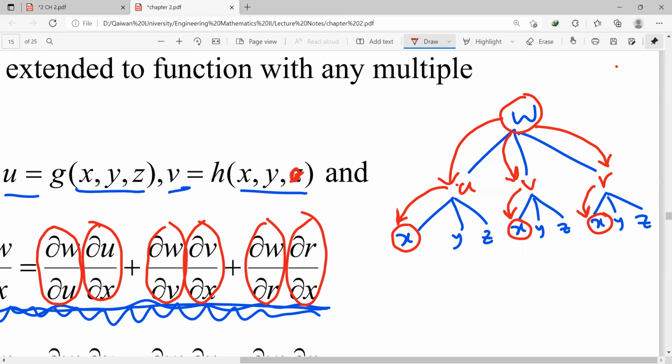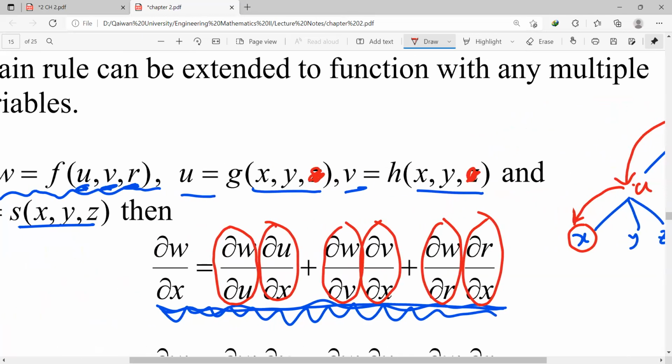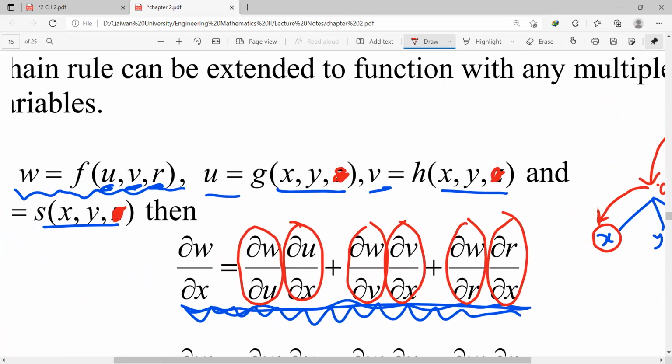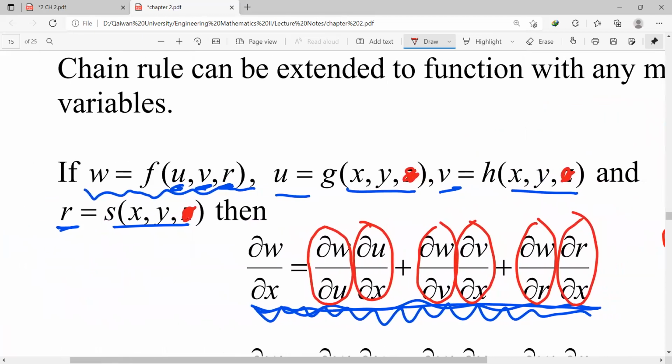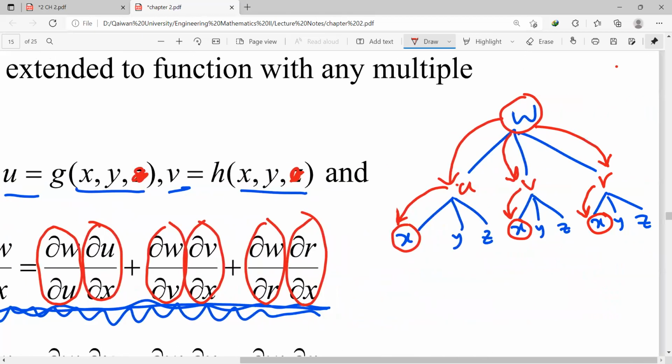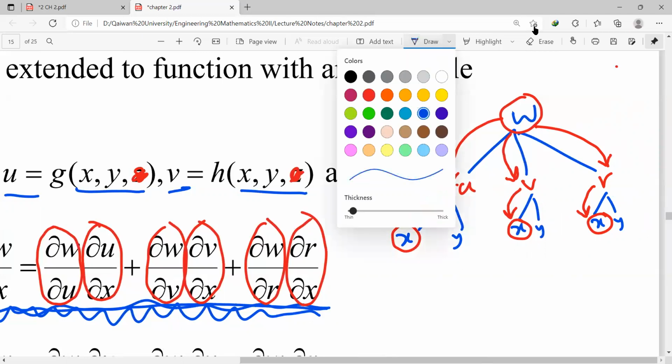So what if you have only x and y in u, v, and r? Here, we just delete this one. That means we can just find the partial derivative of w with respect to x and y. We cannot find it with respect to z because we have no z here. In this case, we have only two independent variables. But if you have z, we can find it with respect to z also.